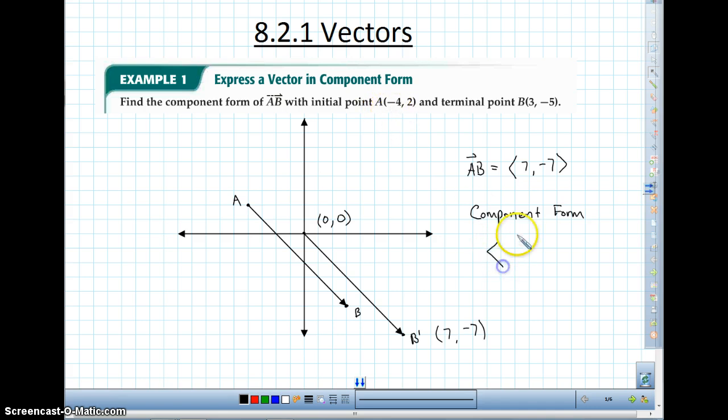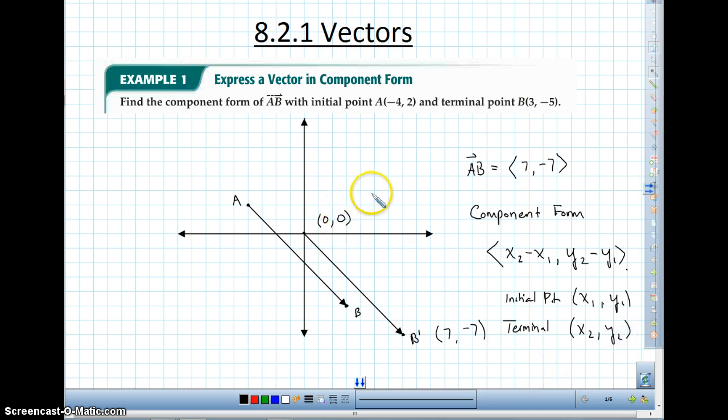So we like to say that our component form will be ⟨x2 minus x1, y2 minus y1⟩. And remember that our initial point is technically (x1, y1), and our terminal point is (x2, y2).